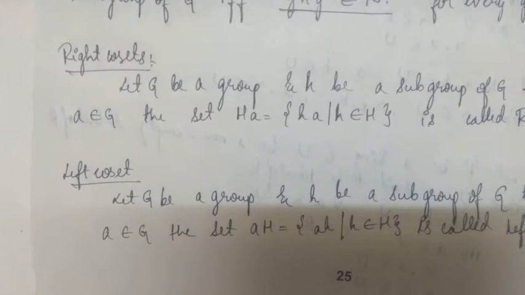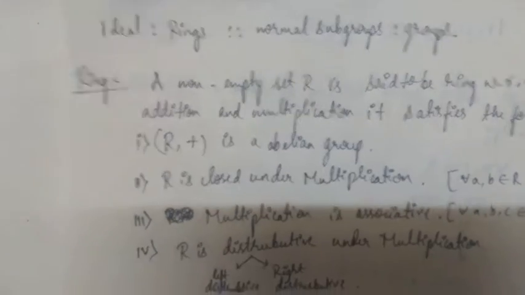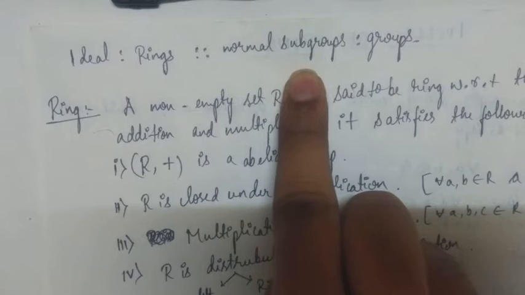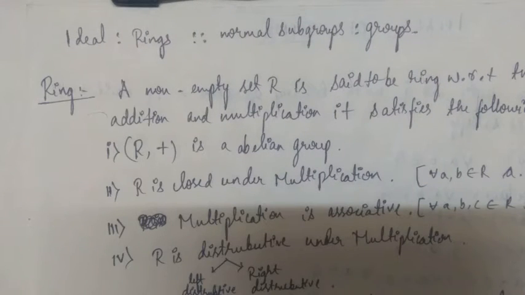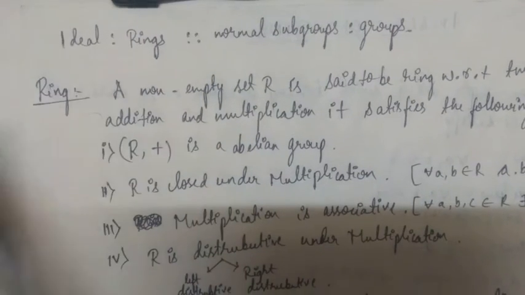So I think this is all from group to normal subgroup, right coset and left coset. We need these things to prove for the ideal of a ring. How it is related, let's see now. Here we can see that ideal is to ring as normal subgroup is to group. So as a group has a normal subgroup, rings have ideals.